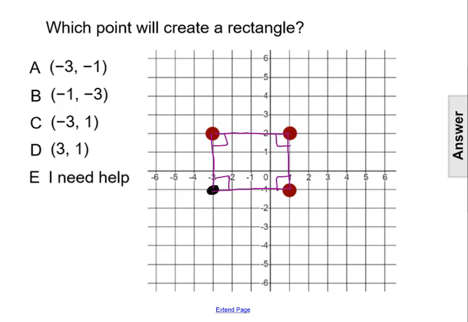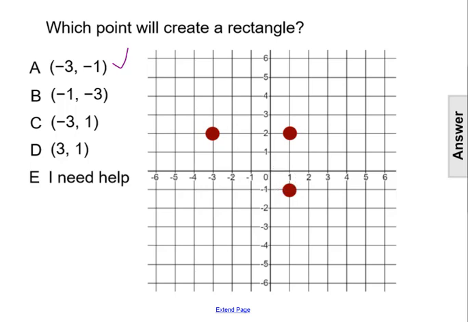And if we look at our side lengths, we have a side length of 3 and 3 and a side length of 4 and 4. So this does create a rectangle. It looks like our answer is going to be choice A. But let's just make sure and let's check that the other points do not create rectangles.